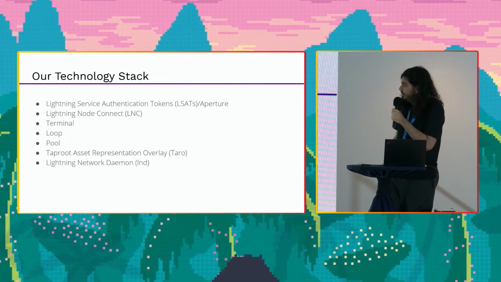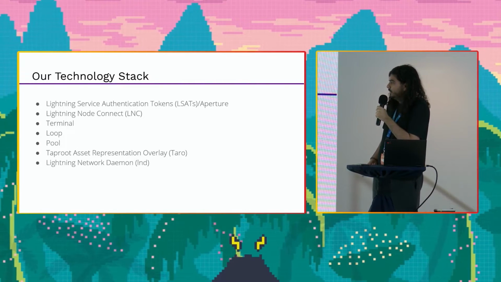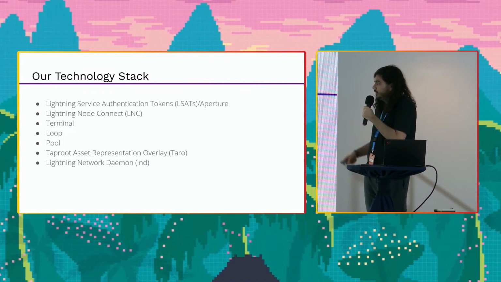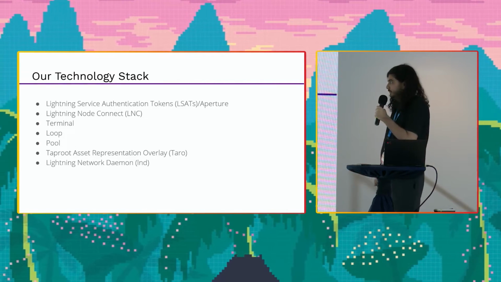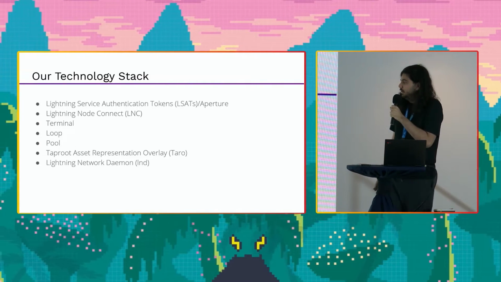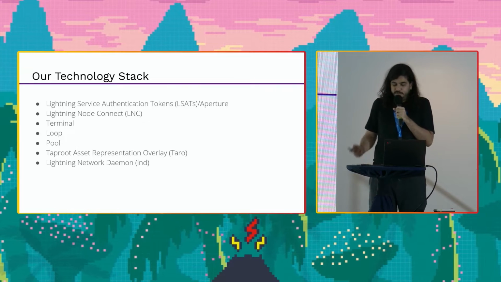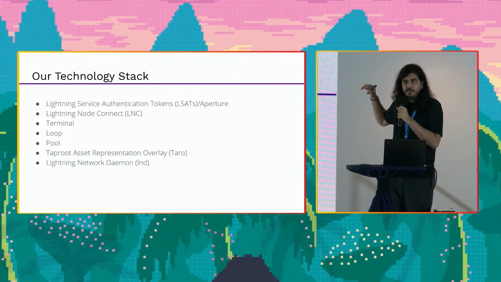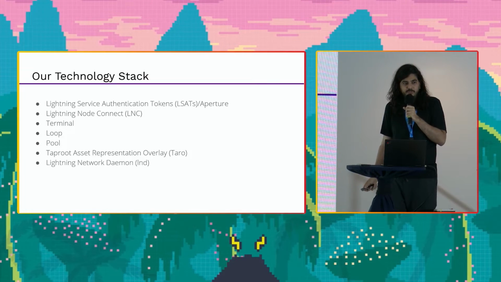Okay, so we have the overview I'll give. We'll go through LSATs and Aperture, Lightning Node Connect, which we call LNC, Terminal, Loop, Pool, and then Taro and LND. So it goes from more app developer tools to protocol.